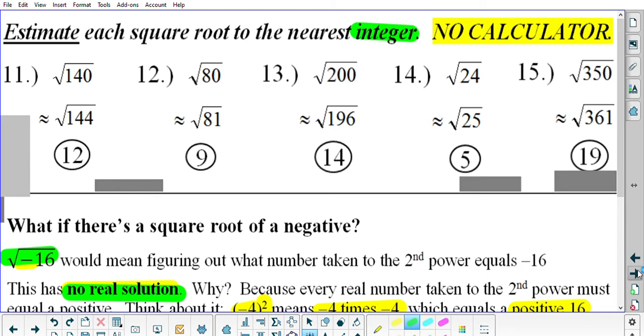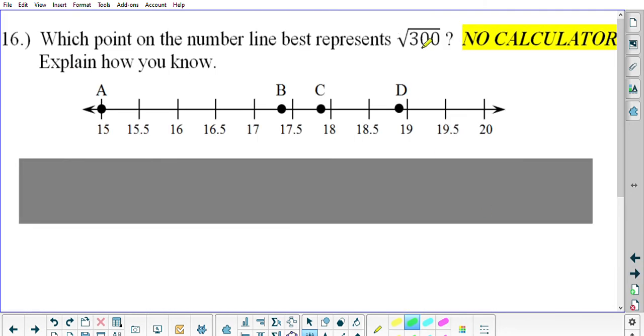So when I look at this problem, I need something that would be just a little bit higher than 17, because this is the square root of 300, which is a little bit bigger than the square root of 289. Which choice is the best choice? It would be choice B, because this is something like 17.3 or something like that, and that's a little bit higher than 17 because 300 is a little bit higher than 289, and the square root of 289 is 17.